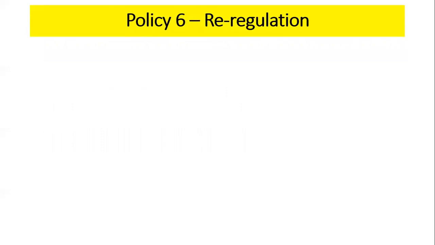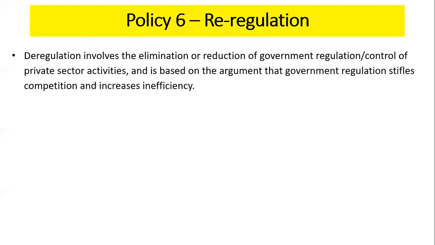Lastly, then, policy 6, which is looking at deregulation. Deregulation involves the elimination or reduction of government regulation control of the private sector activities and is based on the argument that government regulation stifles competition and increases inefficiency. So there is an argument that governments have too much involvement in the private sector.